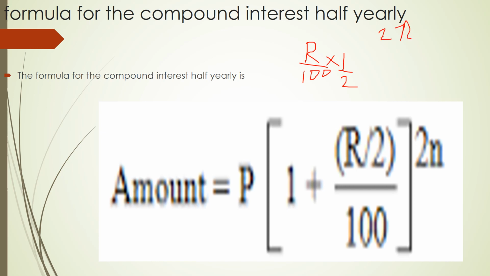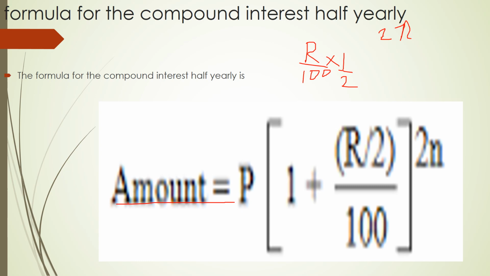This is how you will get that, and instead of n you will get 2n, because as we all know it's related to fraction, like 2 halves will give you a whole, so that's how you will get 2n. So remember this formula, amount is equal to P into 1 plus R by 2 divided by 100, or R by 200, the whole power 2n. As usual, for finding the compound interest, subtract principal from the amount.